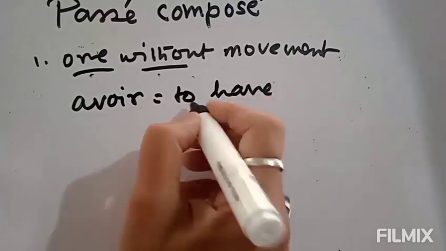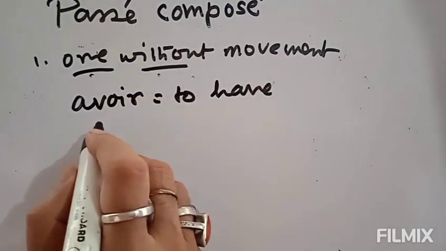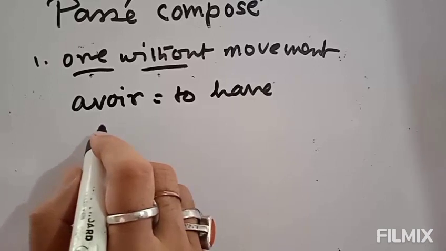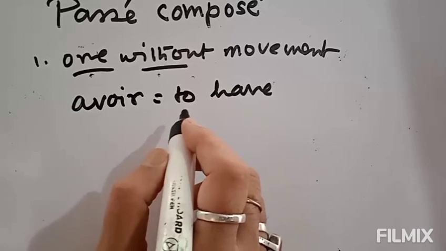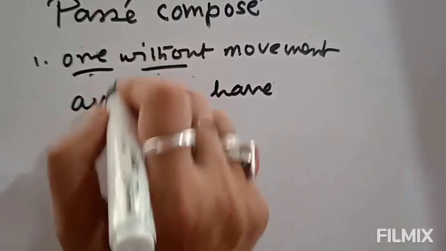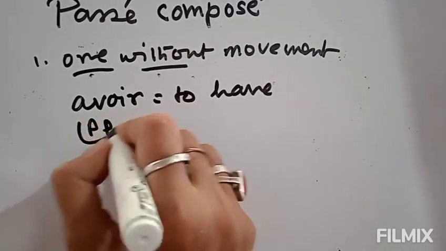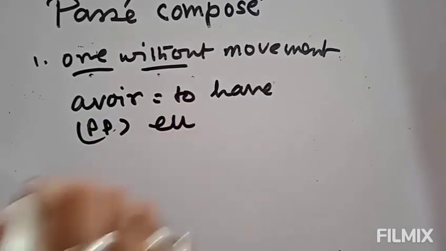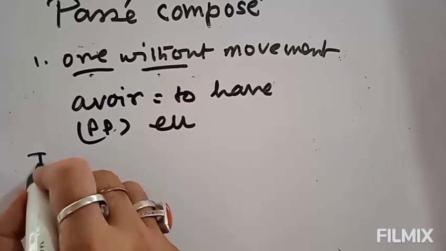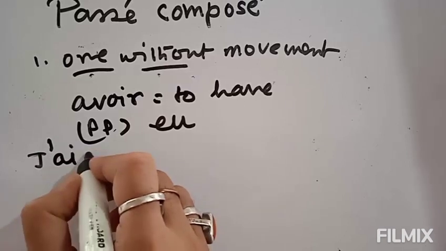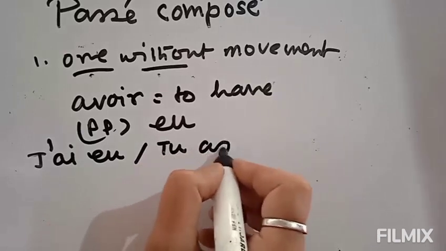Okay. To have. So, first of all, it is clear, I think, from the first one, that to form the passé composé of every verb, you have to know the PP of that verb. So this is our verb avoir. Now the PP of our verb is eu. Eu is the PP for our verb. Okay. Then now the same rule. J'ai eu. Tu as eu.